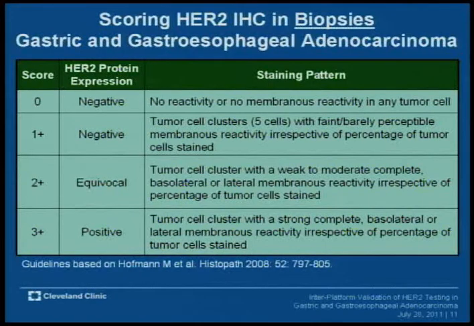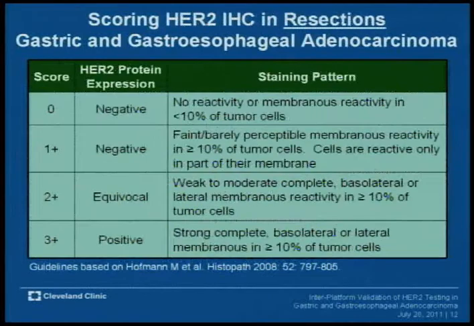Here's an example of the criteria that we used to determine the protein expression in biopsies. We scored both biopsies and resections, and I wanted to point out the difference between the biopsy and resection results. In biopsies, you only need 5 cells to be called a tumor cell cluster in order to call it negative or positive in terms of cancer. However, in resections, you need more than 10%, which is significantly greater, because resections cover a greater area of tissue.